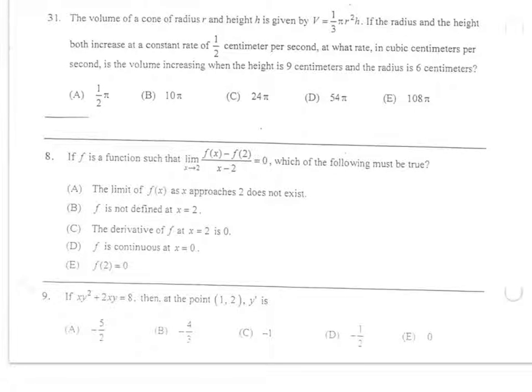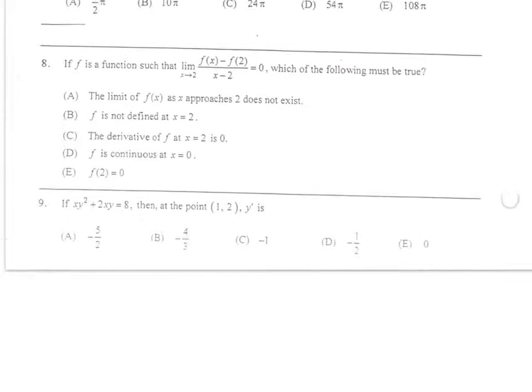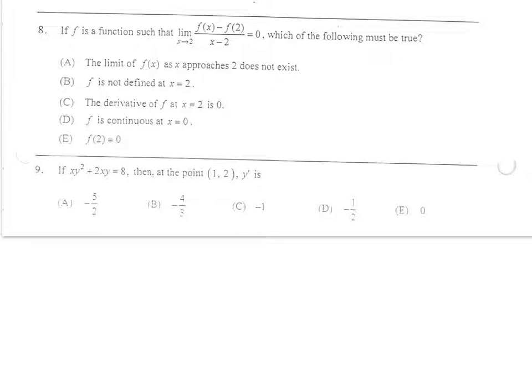31, should be able to do this. This is another one of those related rates problems. I'm going to give you the answer here as 24 pi. And then moving on to number 8, kind of a thought question. They like putting kind of these theory or thought questions in here. If f is a function such that the limit is this, okay, so you have this limit equal to 0. The idea is this function here is really a slope function.